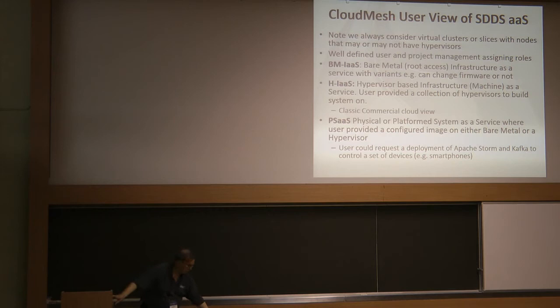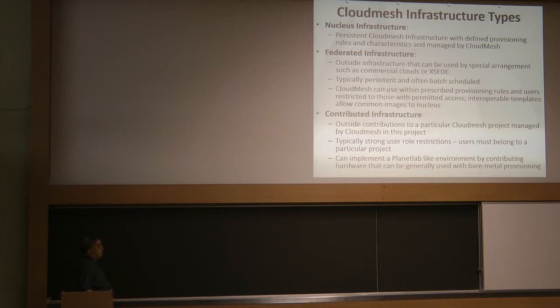And actually, this is, I think, the last slide. So this tells you what type of hardware Cloud Mesh can use. So if I'm running Cloud Mesh, then the hardware I own is called the Nucleus infrastructure. That's the hardware where I have total control, or the Cloud Mesh has total control and can do what it likes with. There is also things which are called federated infrastructures.